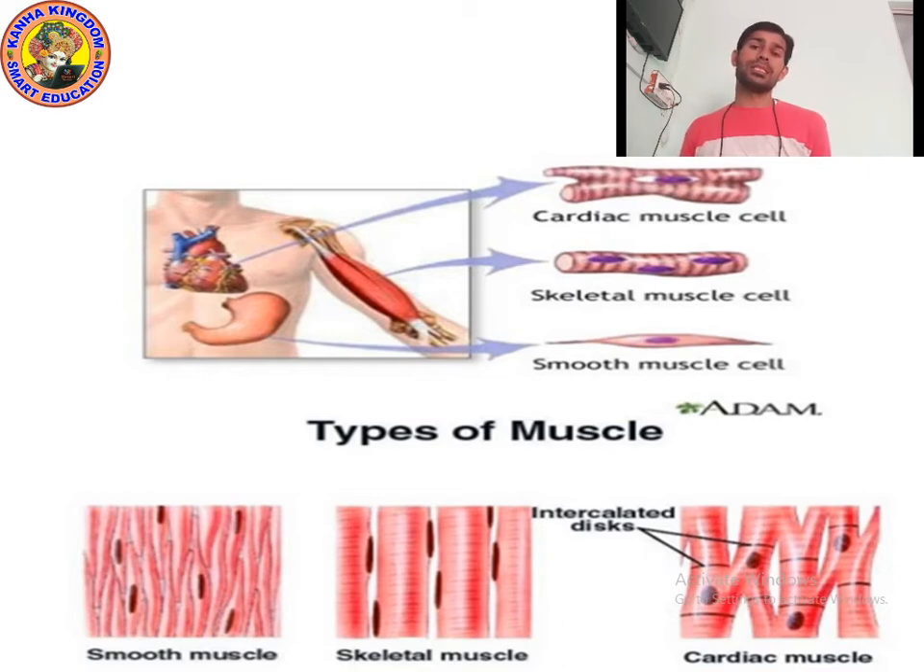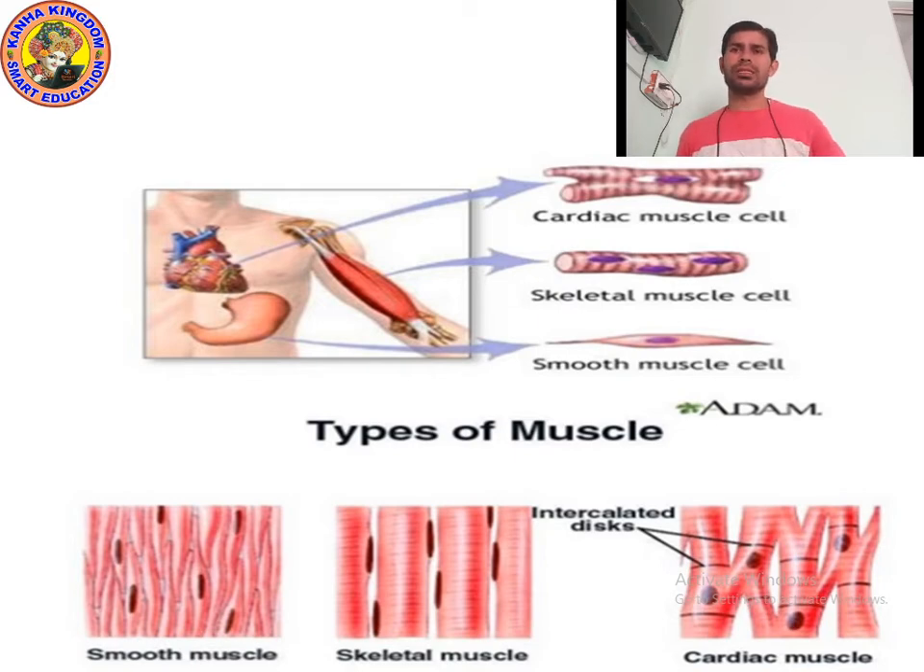Smooth muscles are also known as unstriated muscles. Skeletal muscles are known as striated muscles, and the last muscles are cardiac, which are also striated. So these are three types of muscular tissues, or you can say muscles, which help in movement.